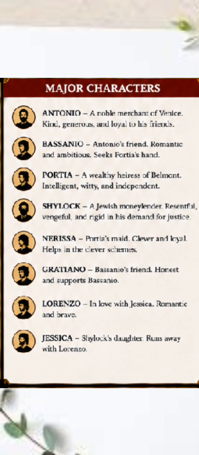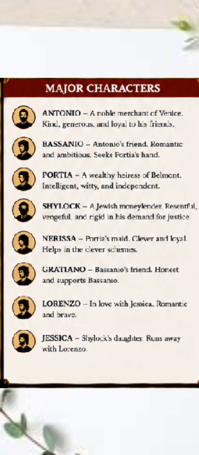So the major characters are Antonio, a noble merchant of Venice, kind, generous, and loyal to his friend. Bassanio, Antonio's friend, romantic and ambitious, seeks Portia's hand. Portia, a wealthy heiress of Belmont, intelligent, witty, and independent. Shylock, a Jewish moneylender, resentful, vengeful, and rigid in his demand of justice.